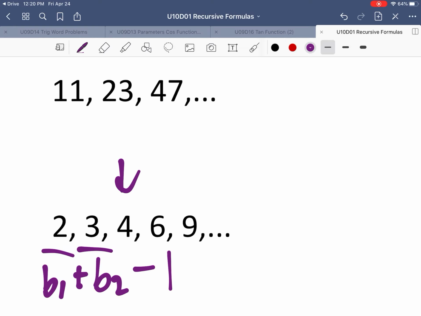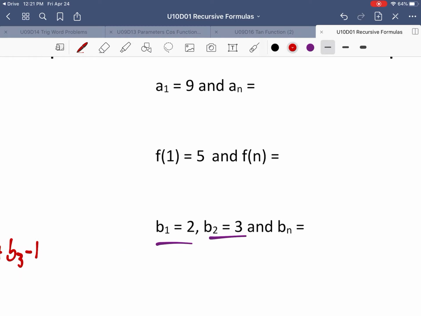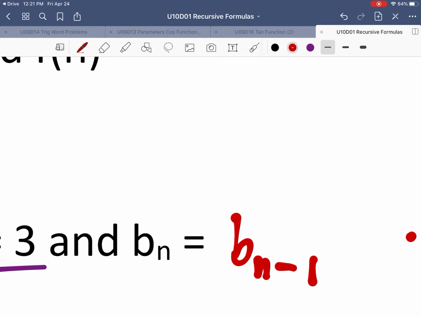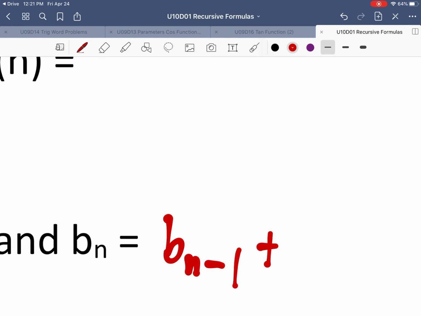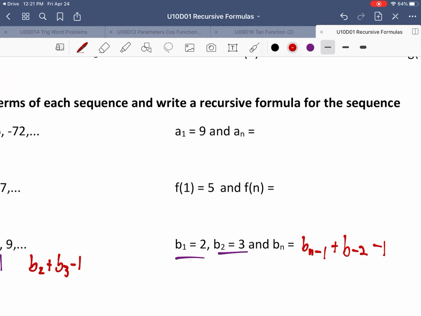So b1 plus b2 minus 1 gets me to term 4. So let's see, if I tried that here, by that same logic, b2 plus b3 minus 1 should be b4. So 3 plus 4 minus 1 is 6. So that's the rule. So the rule is going to be take the previous term, add it to the term before that one, and then subtract 1. So this would be the rule for that sequence.